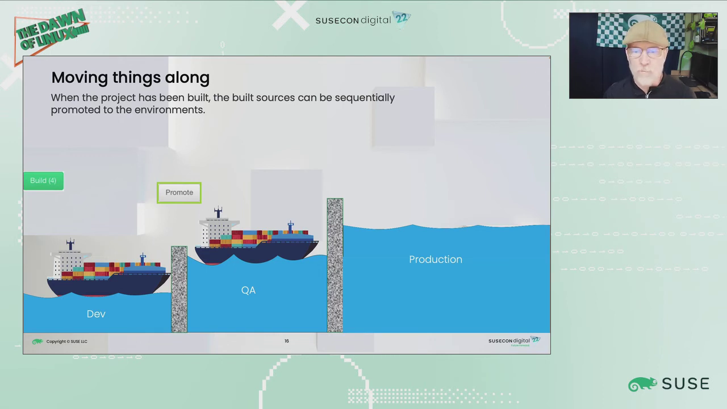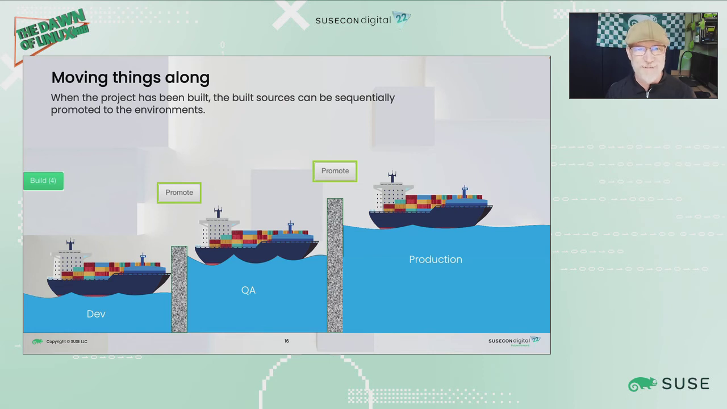Once we're happy with what's happening in QA, we can simply click on the promote button. It will take everything that's in QA and simply promote it into production. Now all of our systems that are assigned to production will have the exact same patches and packages that were allowed in QA that were allowed in dev.